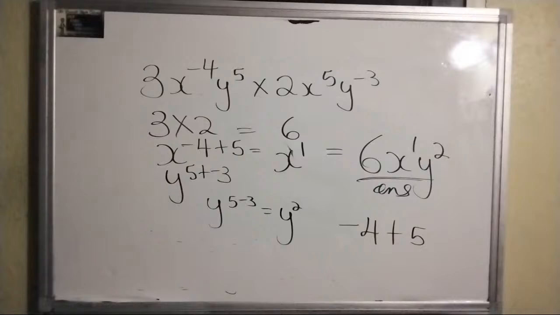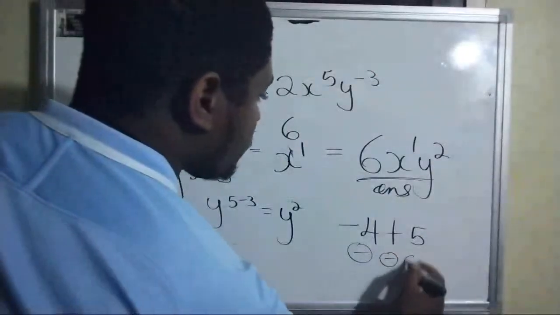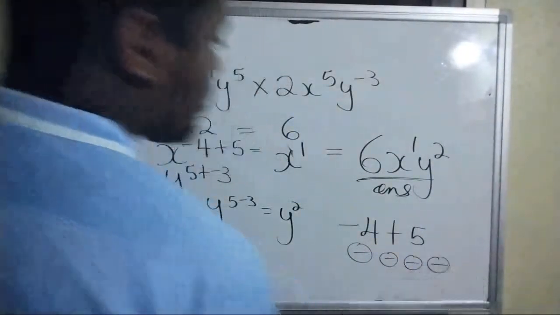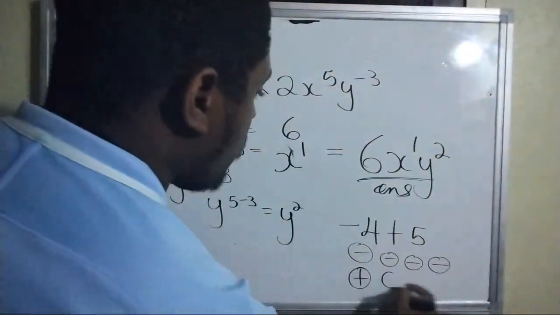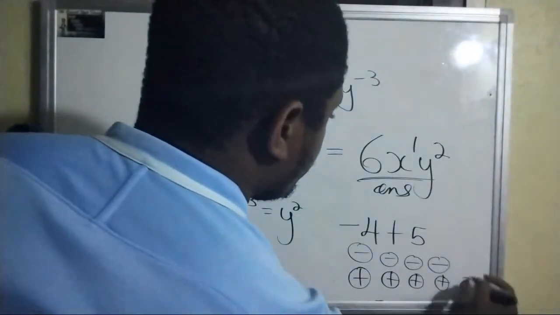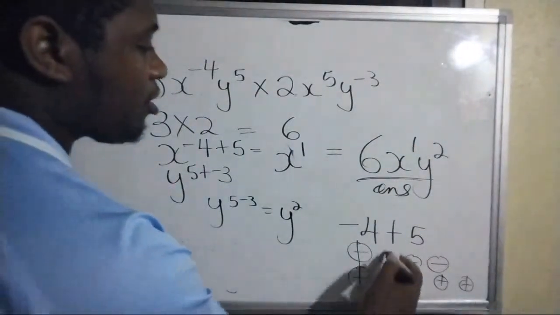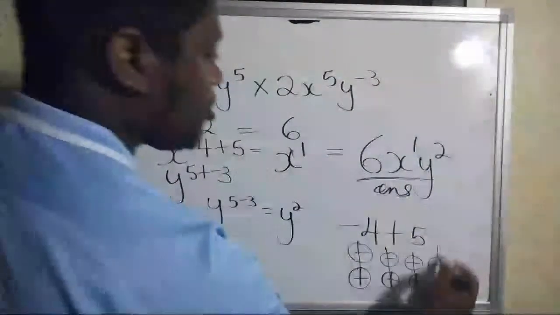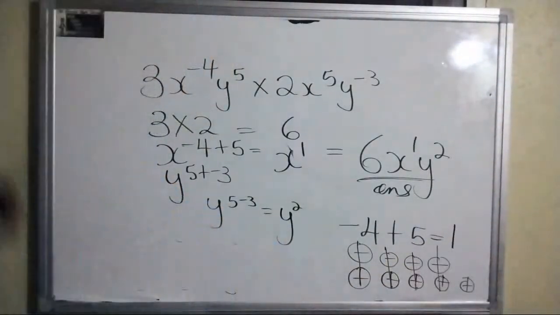That is the same thing as saying negative 4, and then positive 5, we have 5 positive. So that'll be 1, 2, 3, 4, 5. Right? And then each pair cancels each other. So we have one left, but it's positive, right? So we have to remember that little rule there. If we don't remember that rule, then we're going to be in a lot of trouble.